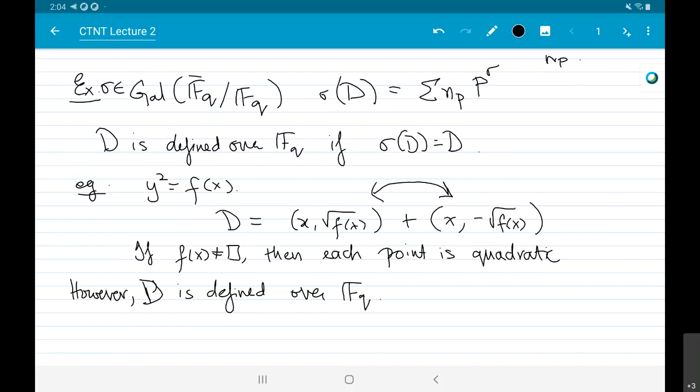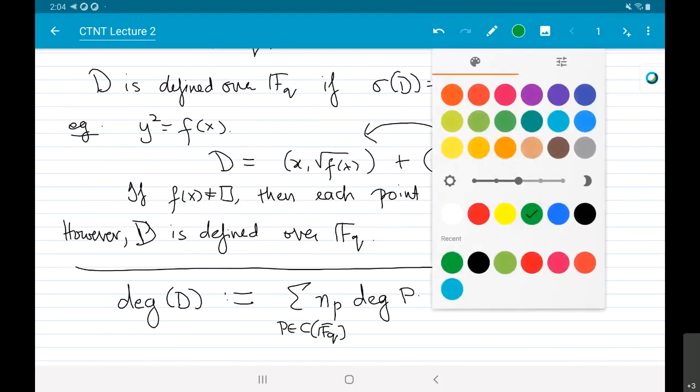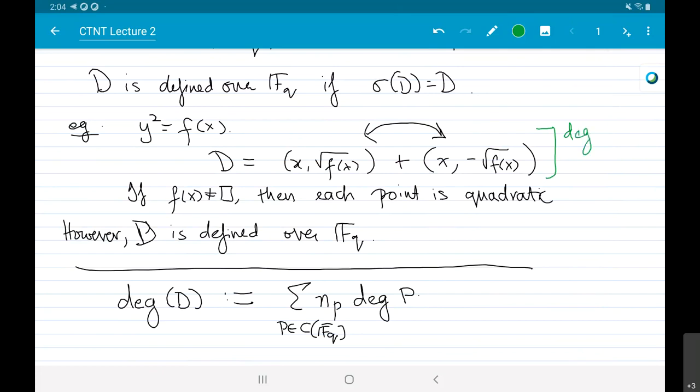Awesome. And so there's a notion of the degree of a divisor. This is defined as, well, if D is a sum over n_P P, then this is just the sum over n_P degree P. So for example, this one is a degree 4 FQ-rational divisor. When I say rational, I mean defined over the base field. Awesome, great.